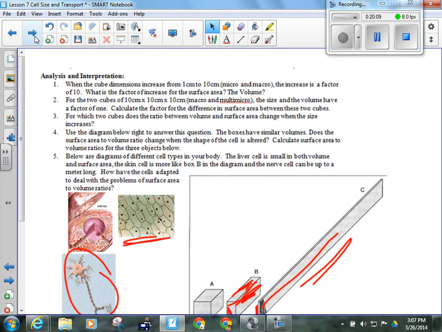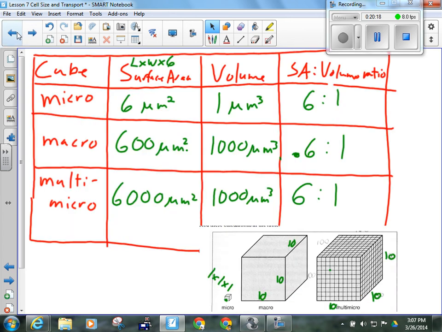Then for number 3, for which two cubes does the ratio between volume and surface area change when they get bigger? So we go back to this and we look at it and we say, okay, if micro gets bigger, it essentially turns into macro. Would that change its surface area to volume ratio? If I made macro bigger, it would be an even bigger cube with an even more poor surface area to volume ratio. But if I made multi-micro bigger, what does it fill up with?